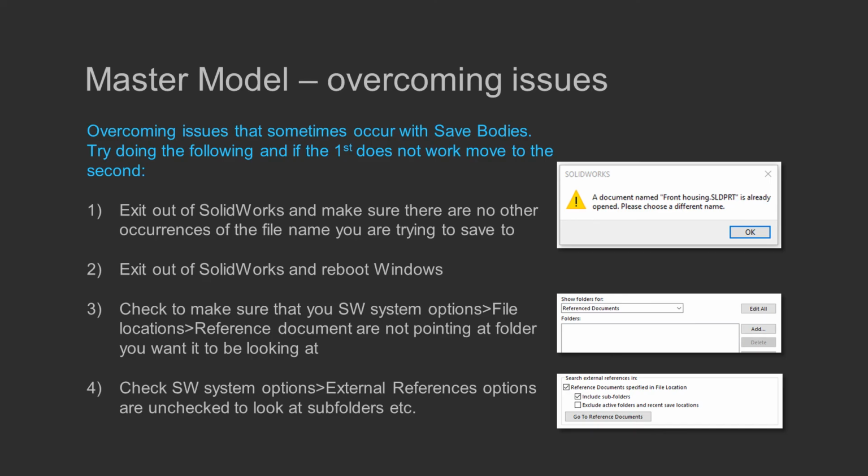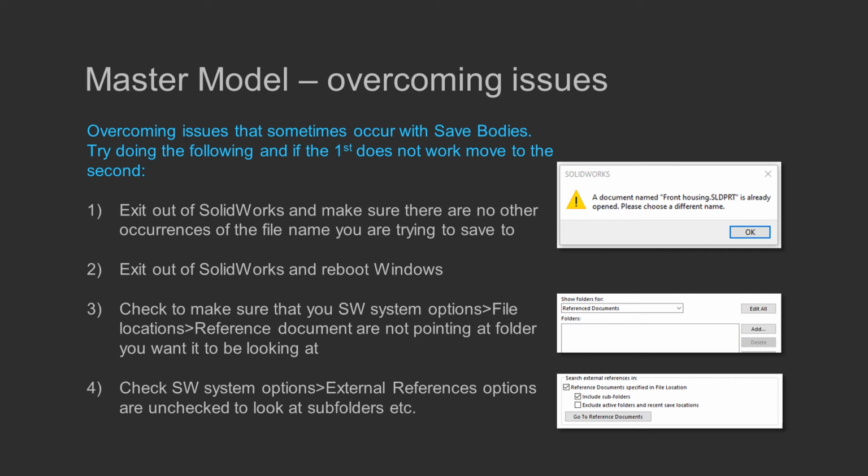Now, occasionally there are issues with using Save Bodies, and anybody who's used Save Bodies for a while has probably seen these issues. Namely, there are two. There's one where, when you go to name your derived part, it says it already exists, even though you know it doesn't exist, or at least you're not aware that it exists. And then the other is the fail to save part, and I'll cover each of those in a separate slide.